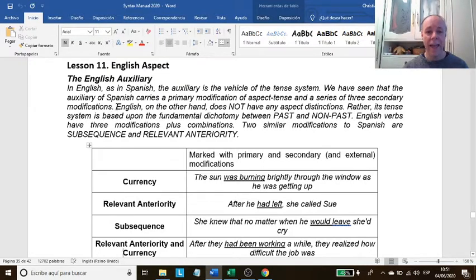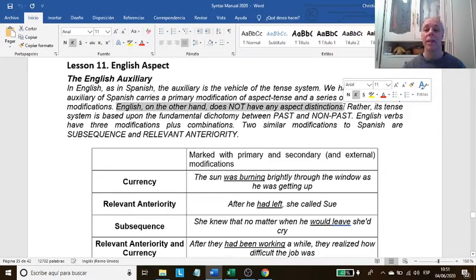English, on the other hand, does not have any aspect distinctions. This is super tricky. They do have aspect, but the manual says that they don't have any aspect distinctions overtly, morphologically. Rather, its tense system is based upon the fundamental dichotomy between past and non-past.